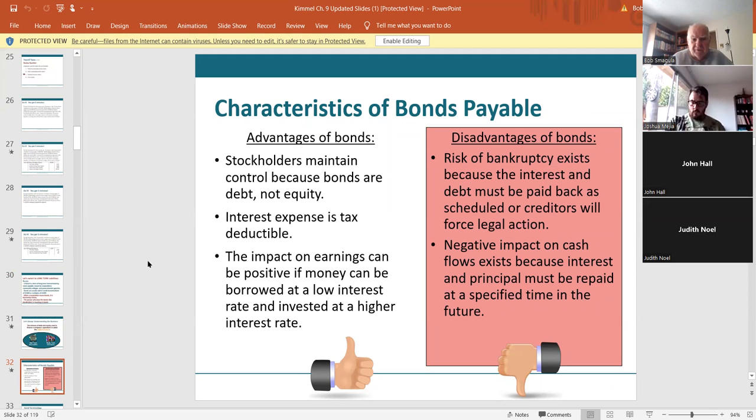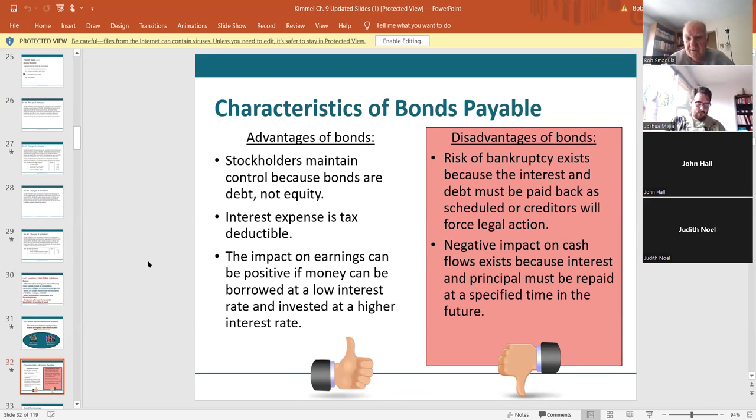And the impact on earnings, this one makes me laugh. The impact on earnings can be positive if the money can be borrowed at a low interest rate and invested at a higher interest rate. Yeah, like that's a sure thing. If you guys know any sure things like that, let me know, okay?